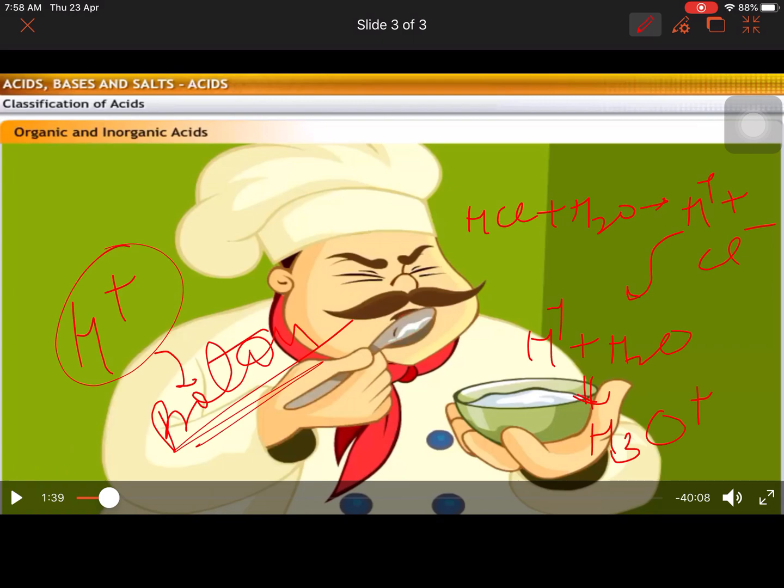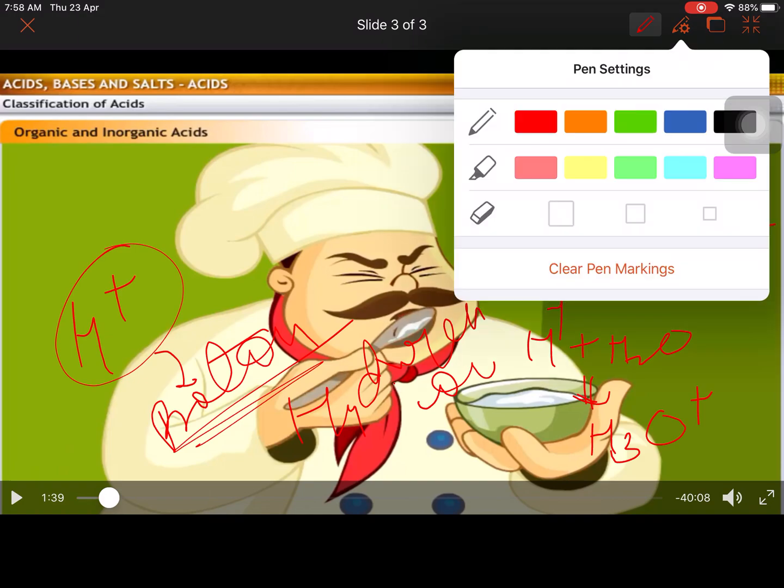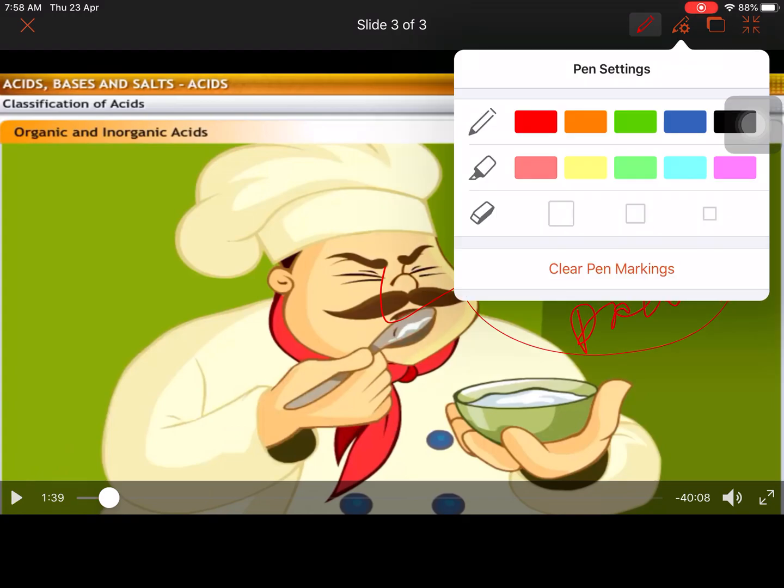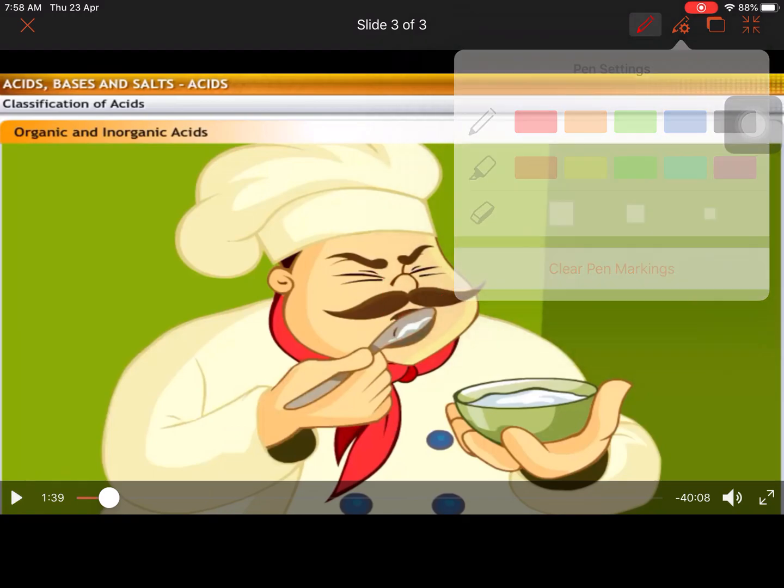We'll discuss why it is called plus and why it is also called proton. Just a proton or hydrogen ion. Now the question is for class 10th: why is H plus ion called proton? Why is that so? This is the question. Why is that so? Why is it called proton? Just proton.